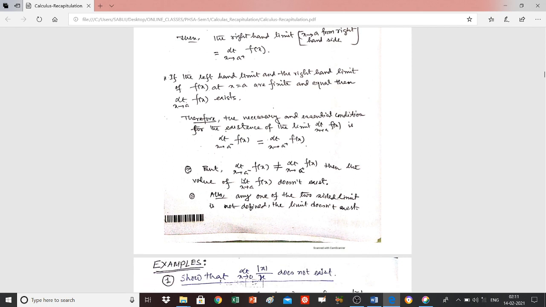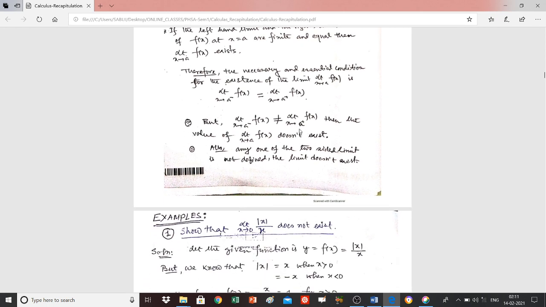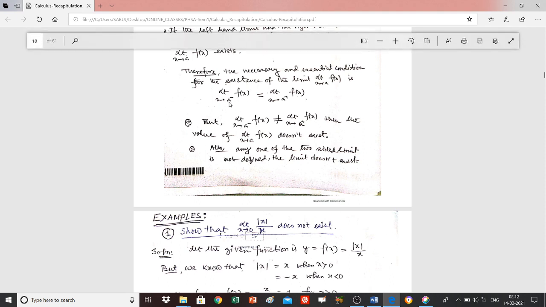You should remember this, and you should also remember that the left hand limit, limit x tends to a minus of f(x), and the right hand limit should be finite. That is, for a certain value of x they should have some definite value. If however any one of them is not finite, that is, does not have a definite value as x tends to a, then the limit also does not exist.